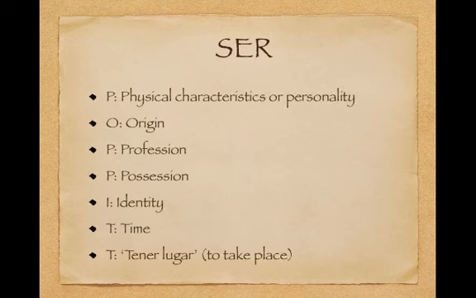For ser, we have POPPIT. Okay, P is for physical characteristics or personality. O is for origin. P is for profession. P is for possession. I is for identity. T is for time. And the last T is for tener lugar, or to take place. And I'll explain that in a little more detail on another slide.